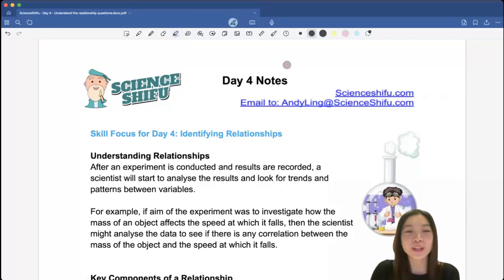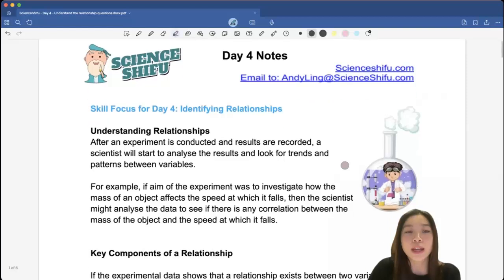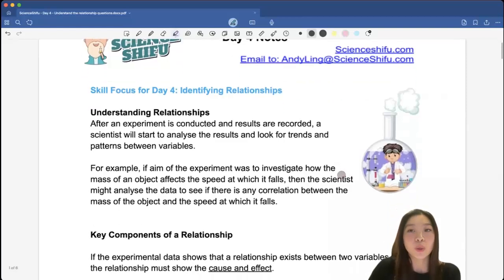Today we'll be going through Day 4 notes, which is focusing on identifying relationships in questions. Relationships are very commonly tested from P3 all the way to P6, so it is crucial that students are able to identify relationships very easily and accurately. For any experiment, we will have results that need to be analyzed to see if there is any correlation or relationship between the variables.